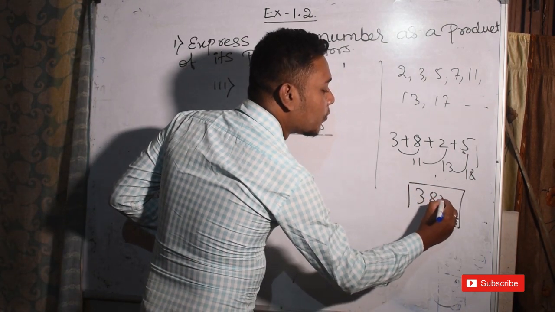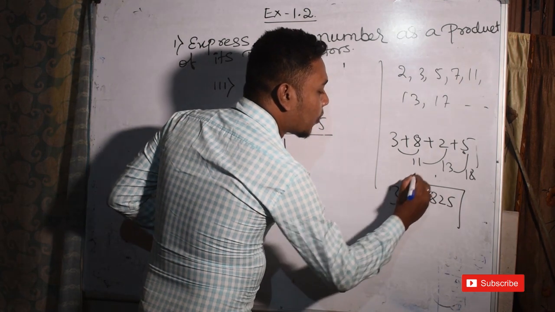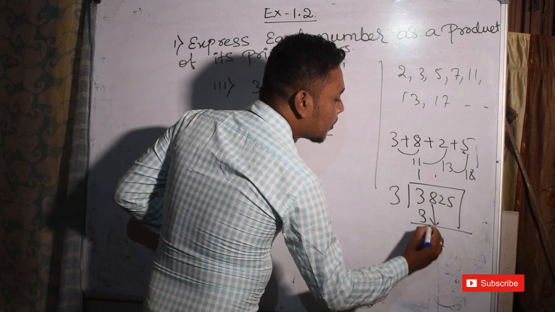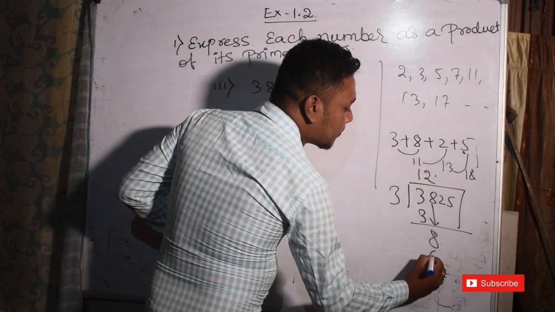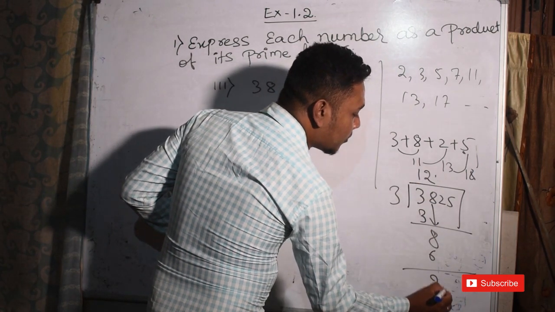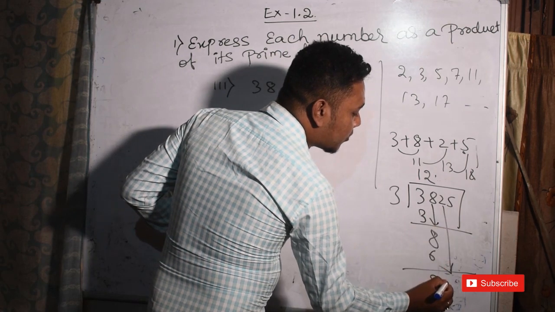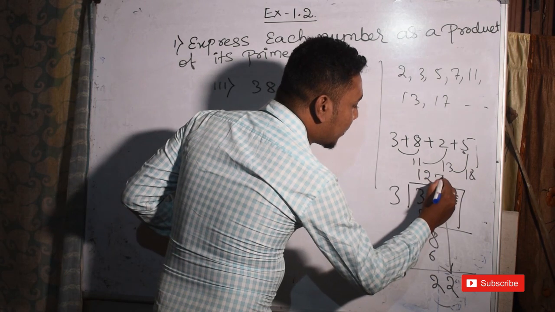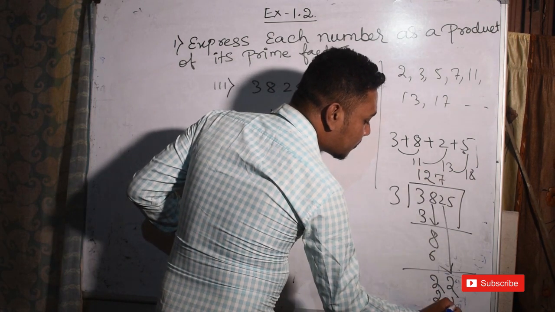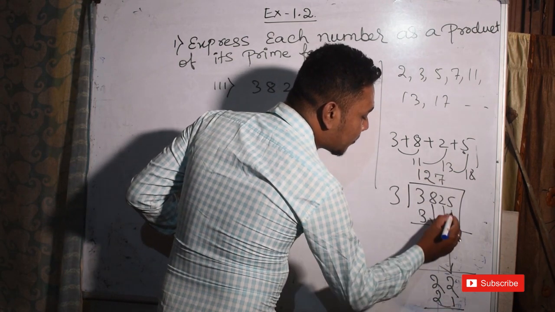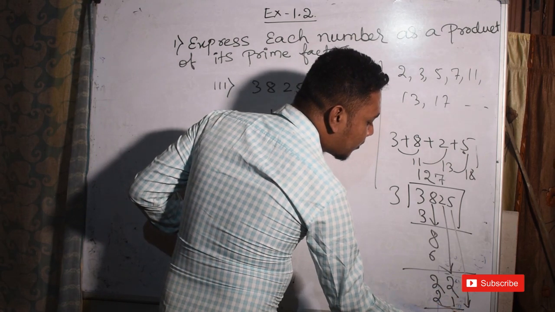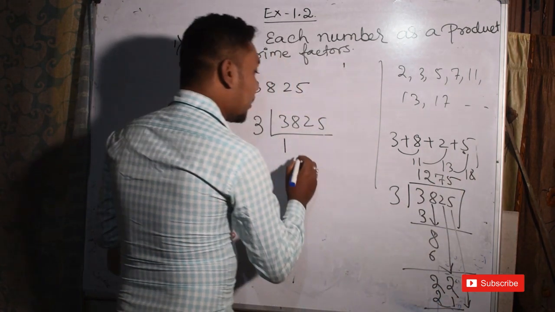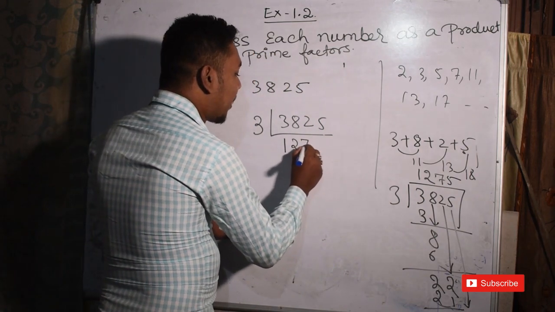3825 divided by 3. One time 3. 8 comes down. 2 times 6, 2 left, and 2 comes down. 7 times 21, 1 is left. 5 comes down. 5 times 3 is 15. So we get 1275.